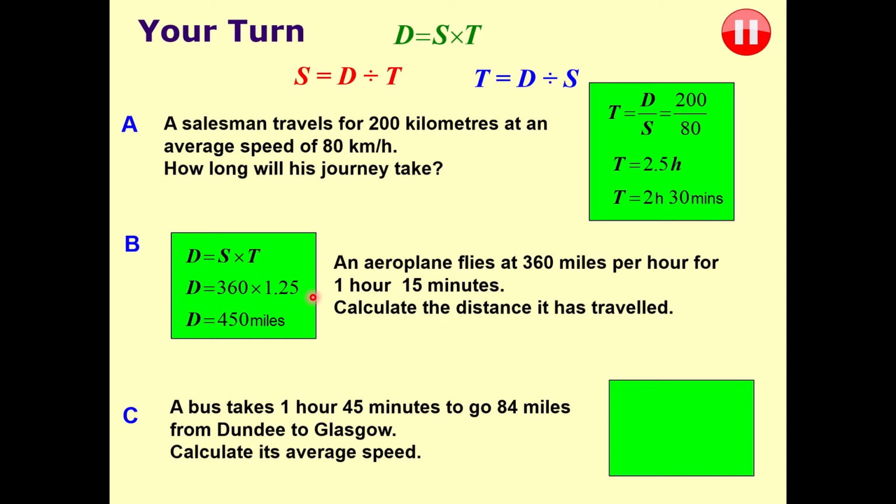And question C, a bus takes 1 hour 45 minutes to go 84 miles from Dundee to Glasgow. Calculate its average speed. So we have 1 hour and 45 minutes. Okay, 45 minutes as a decimal, 0.75. Add on your 1 hour. And then we have a distance of 84 miles. So we're trying to calculate speed. Speed equals distance divided by time. 84 divided by 1.75, and then this should say speed, not distance. So our speed equals 48 miles per hour.